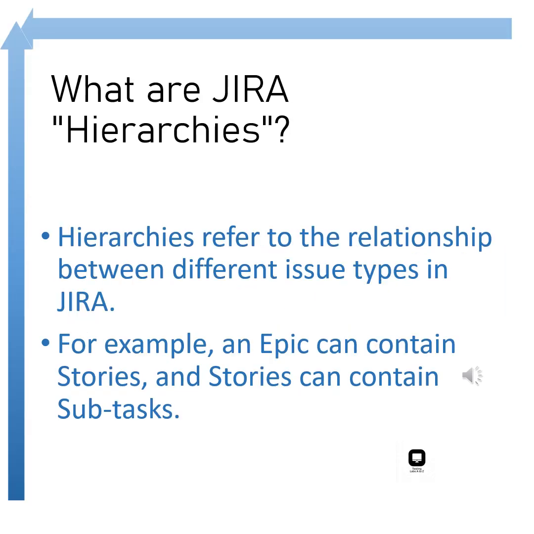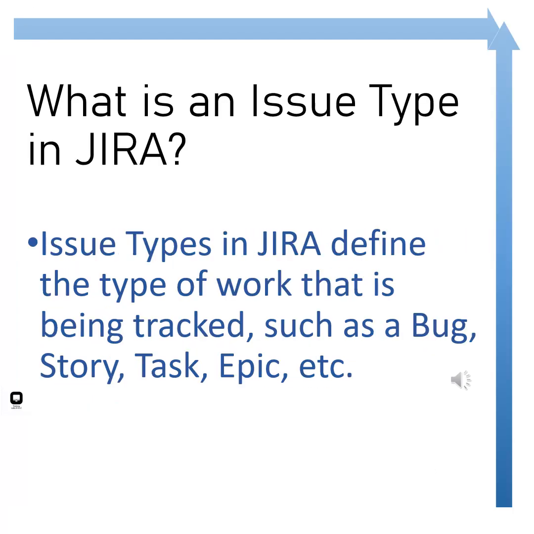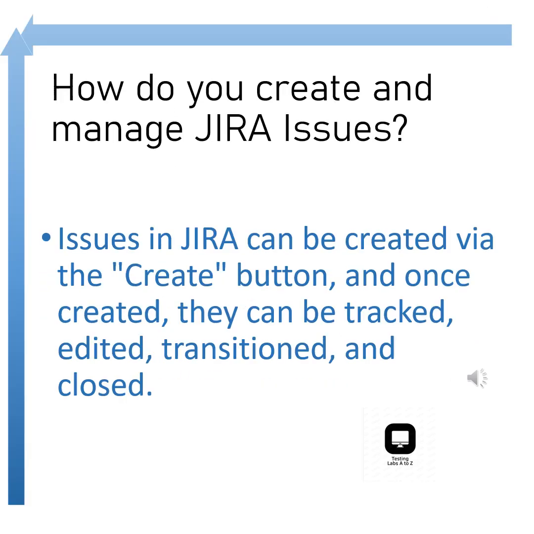What are JIRA hierarchies? Hierarchies refer to the relationship between different issue types in JIRA. For example, an epic can contain stories and stories can contain subtasks. What is an issue type in JIRA? Issue types in JIRA define the type of work being tracked, such as bug, story, task, epic, etc. How do you create and manage JIRA issues? Issues in JIRA can be created via the Create button, and once created, they can go through various stages like being tracked, edited, transitioned, and closed.